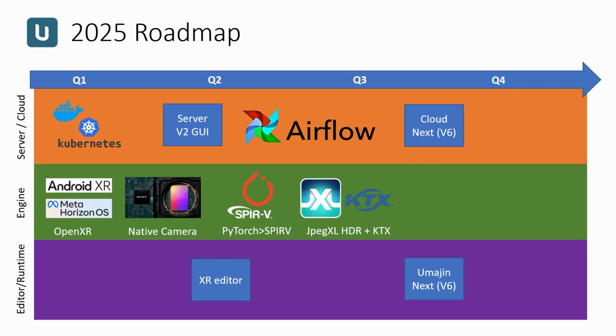Specifically, as well as the SQL work we showed last year, we've also got a SPIR-V runtime, so you can compile your PyTorch directly to SPIR-V. We already had JPEG XL support, but we're adding full HDR support and KTX compressed textures. And we've just launched our Horizons OS support with pass-through on Quest 3, and we have some cool new native camera functions coming in the next little while.